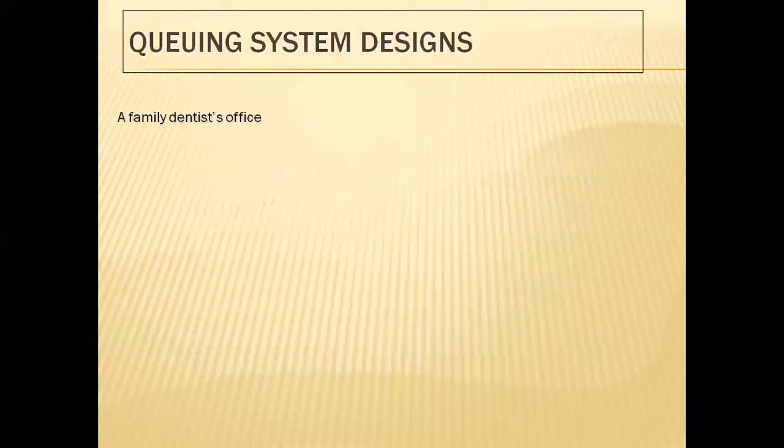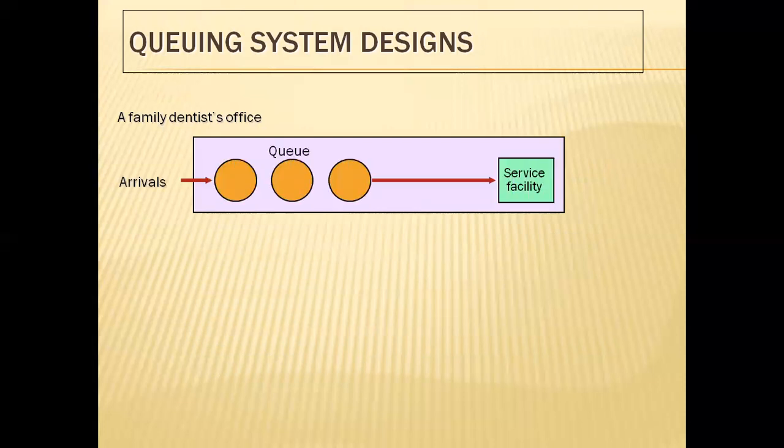And looking forward, coming to the queuing system designs. Here we are having a family dentist office. You have been considering these queuing system designs, the family dentist office. So indeed, to approach the dentist, we'll be following a single channel or single phase system. One by one, the interaction will progress only between the patient and the doctor.